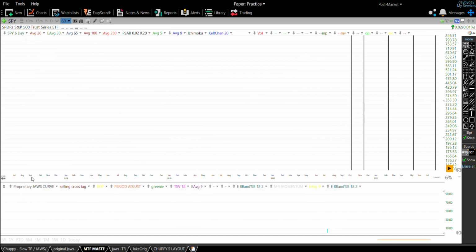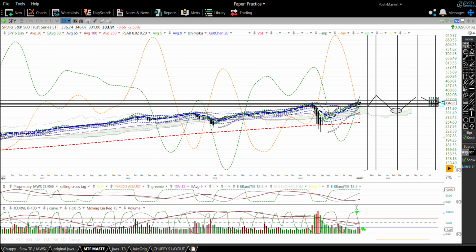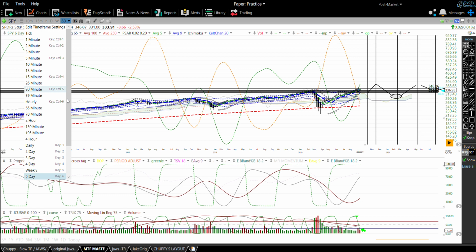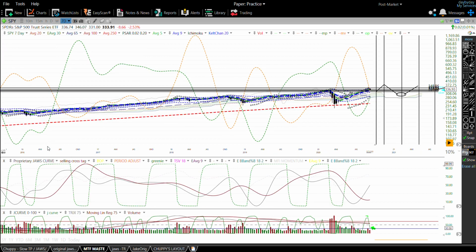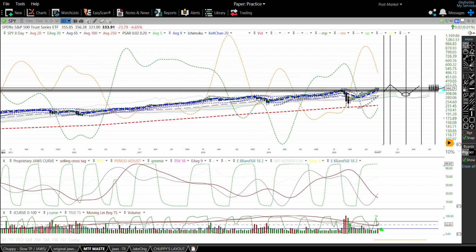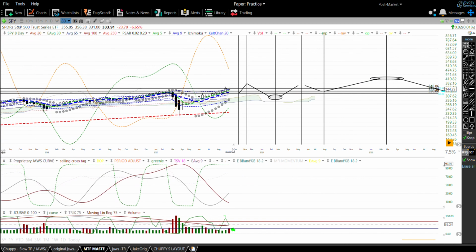If I go to a 6-day, it's still embedded in the green, but my momentum is already pushing down. If I go to a 7-day, also pushing down but embedded right here. Even the 8-day is starting to hint down. Now the 8-day is a very interesting time frame to me. Why is that? I'll tell you.